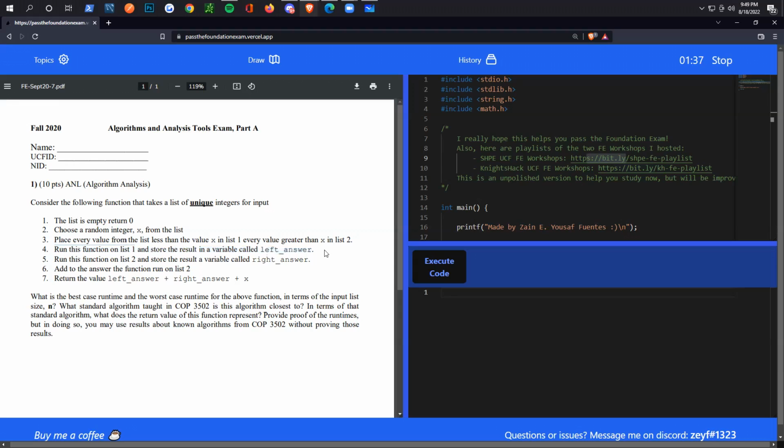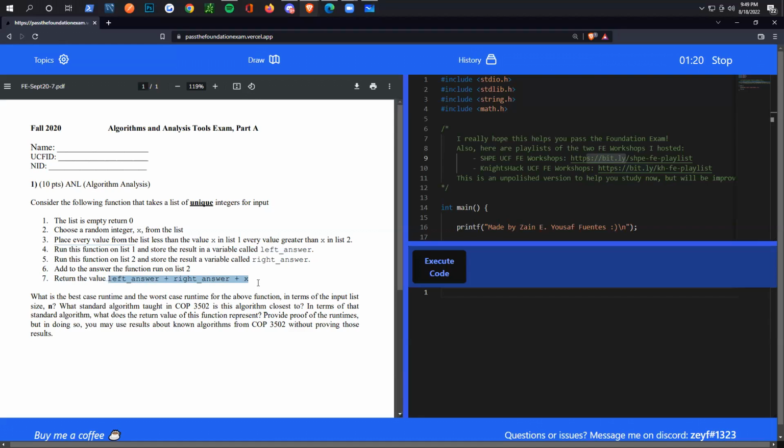I always understand it when I read it, but if you're in the exam and you see this, there's no way you're gonna know. So honestly, I don't know who wrote this question, but it's so poorly worded that they don't even really explain what exactly the value left answer or right answer is gonna be.